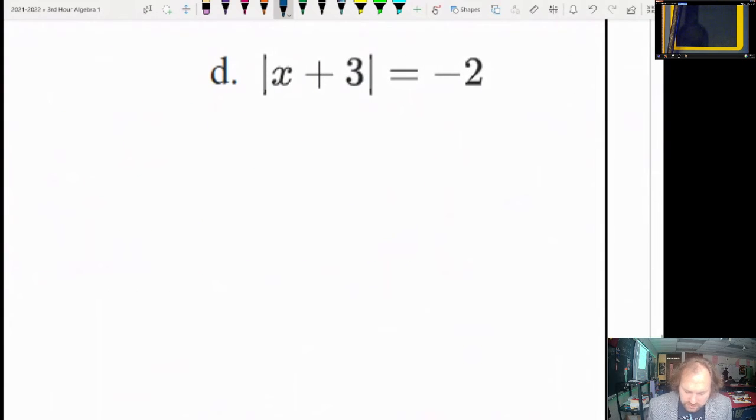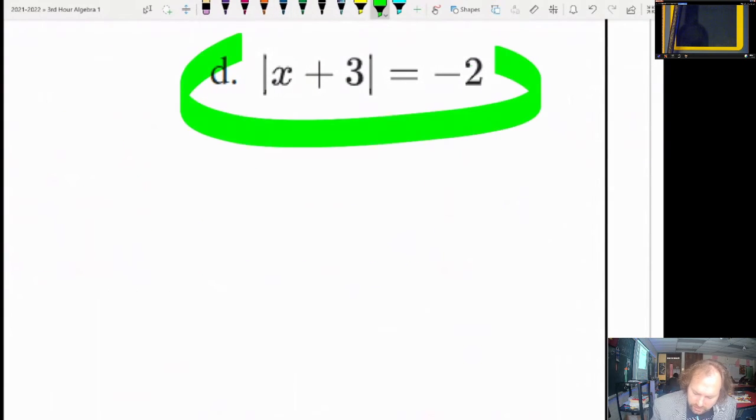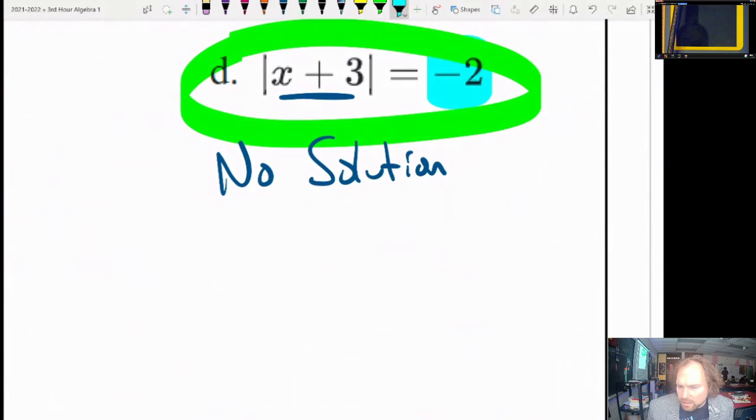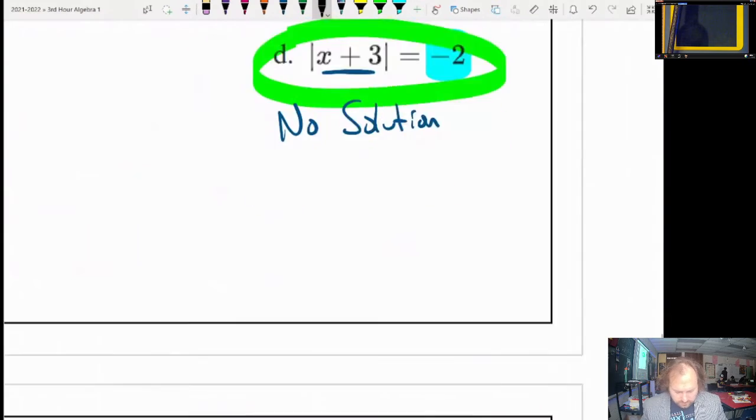And finally, question D, which is a question that I told you in class is going to happen. This has no solution. And the reason why is because I've got an absolute value here that is supposedly equal to a negative number. That will never happen. Absolute values are always positive.